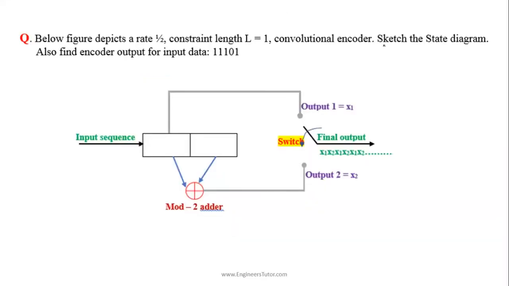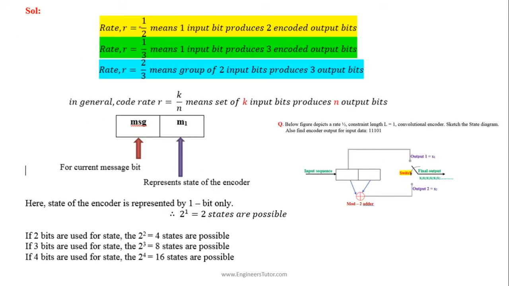In this lecture we try to understand how to draw the state diagram of a given convolutional encoder. The question is: the figure below depicts a half rate, constraint length 1 convolutional encoder. Sketch the state diagram. Also find the encoder output for the input data stream 11101. Okay, rate 1/2 means one input bit produces two encoded output bits.